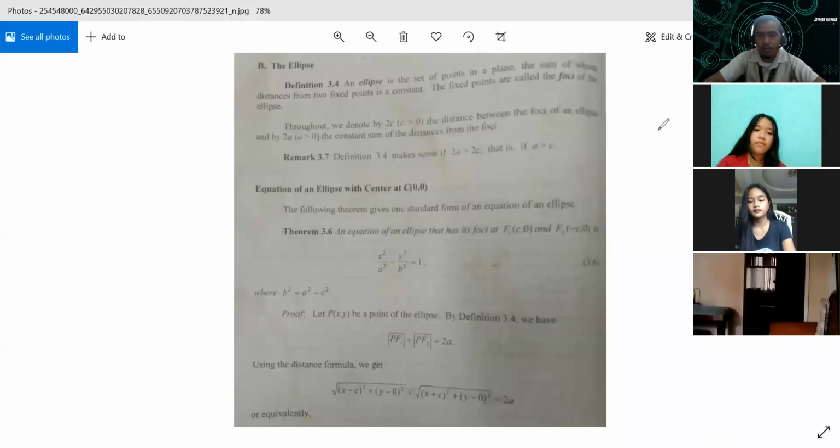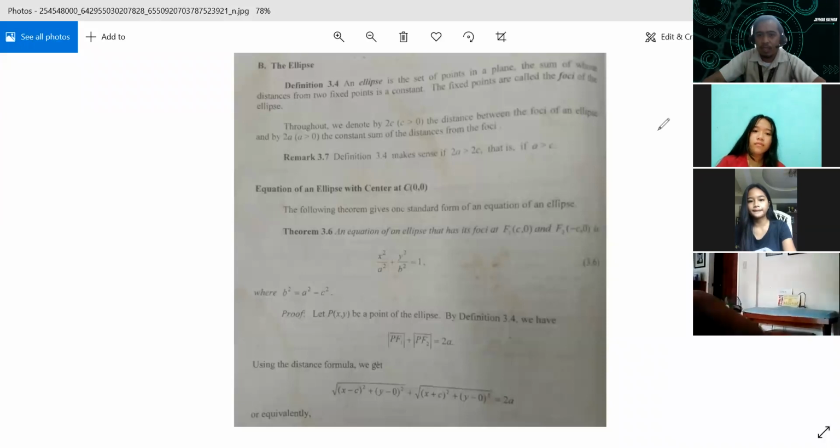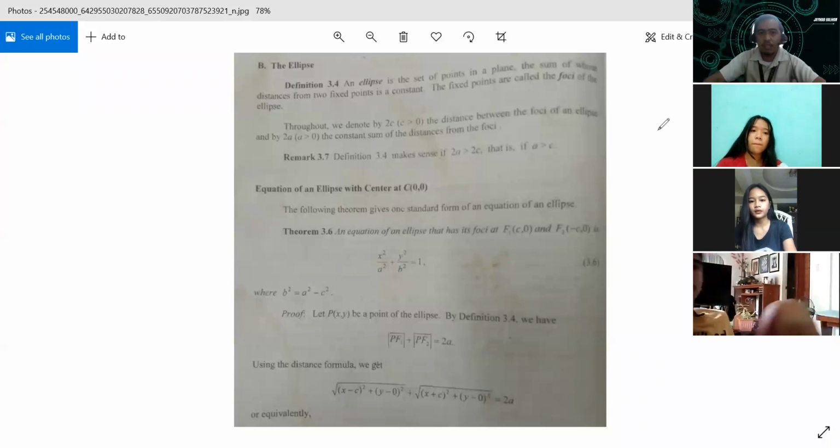Good morning, everyone. Today we will continue our discussion in precalculus. We are now under the topic of ellipse. Let us first define what an ellipse is.